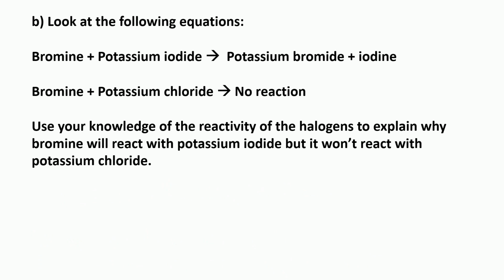This question says look at the following equations. So we've got bromine and potassium iodide reacting to make potassium bromide and iodine, whereas bromine and potassium chloride gives no reaction. And the question is, use your knowledge of the reactivity of the halogens to explain why bromine will react with potassium iodide, but it won't react with potassium chloride.